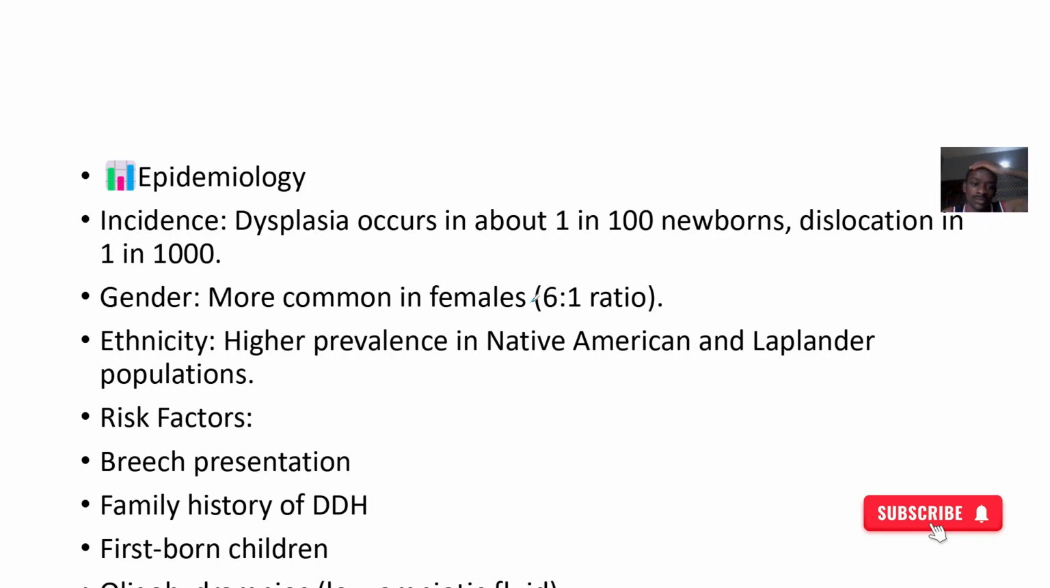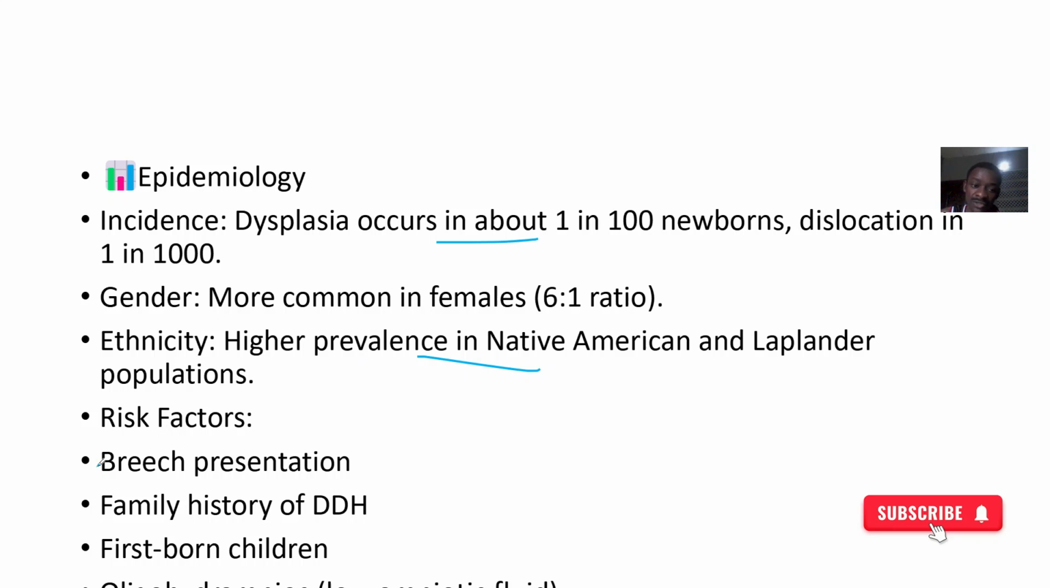Alright? So epidemiology, you see it in 1 in 100 newborns. So it's very common. Right? Dysplasia, you see it there, very common. But the main dislocation, okay, is 1 in 1,000. It's more common in females, 6:1, and common in Native Americans and the Lapland population.